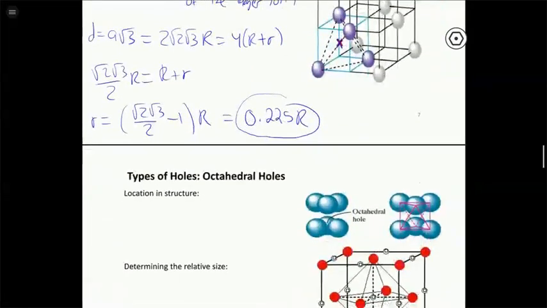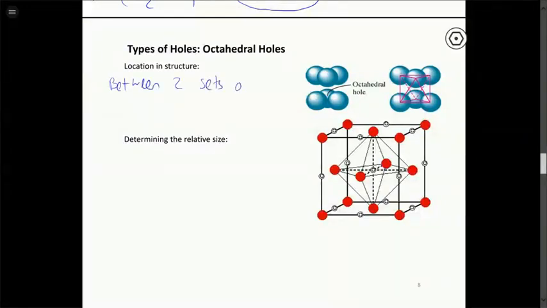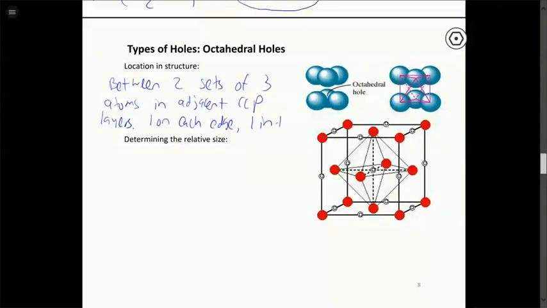Let's look at octahedral holes, which might be a little bit easier to visualize. So octahedral holes are between 2 sets of three atoms in adjacent cubic close packed layers. These octahedral holes also exist in the face-centered cubic structure. If we look at where they end up in the unit cell, there's going to be 1 on each edge, and 1 in the center.